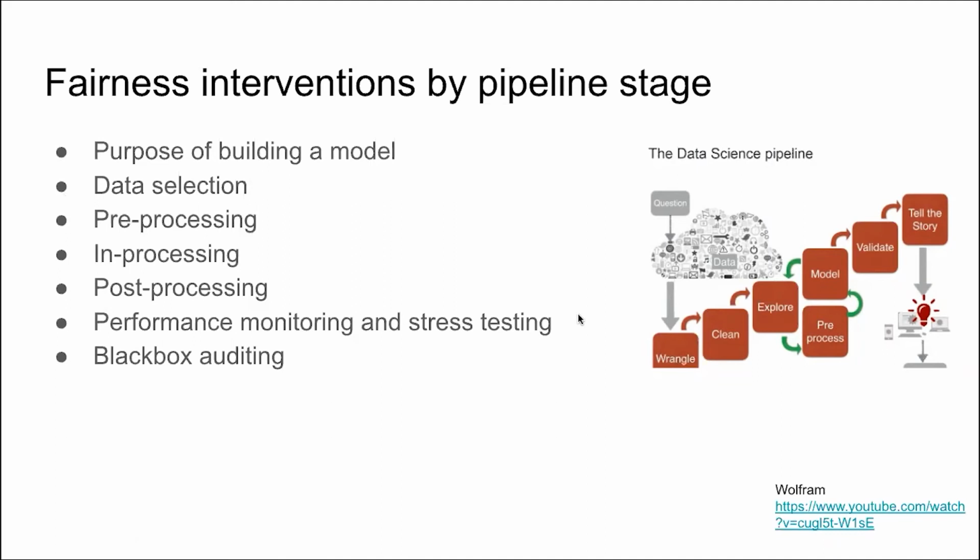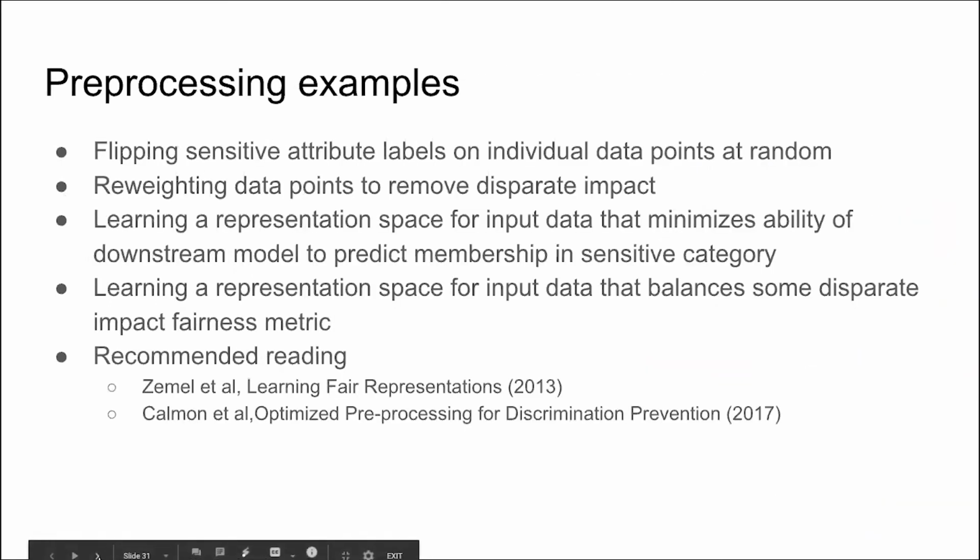There's also performance monitoring and stress testing after your product is entirely finished, and black box auditing. So some pre-processing examples. Sometimes what you might want to do is randomly flip sensitive attribute labels to remove whatever information might be correlated with those sensitive attributes. You can reweight data points to remove disparate impact.